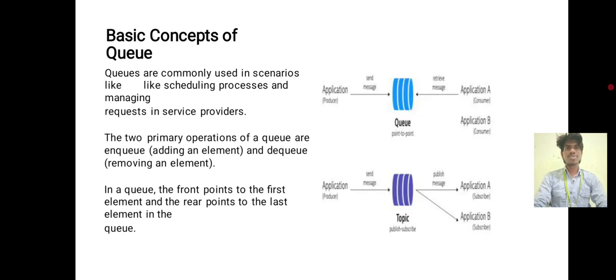Basic concept of queues. Queues are commonly used in scenarios like scheduling processes and managing requests in service providers. The two primary operations of a queue are enqueue, adding an element, and dequeue, removing an element. In a queue, the front points to the first element and the rear points to the last element in the queue.